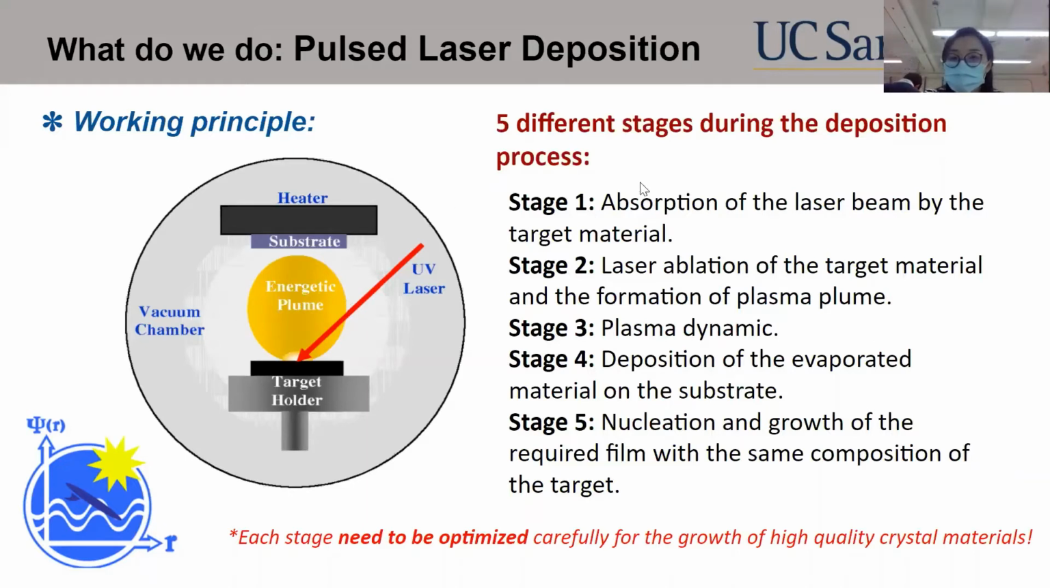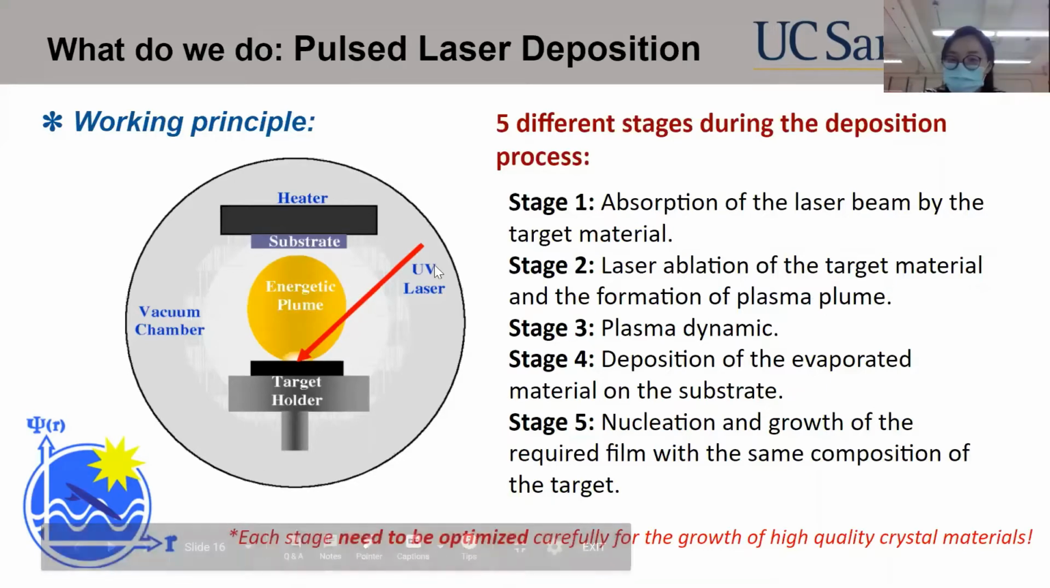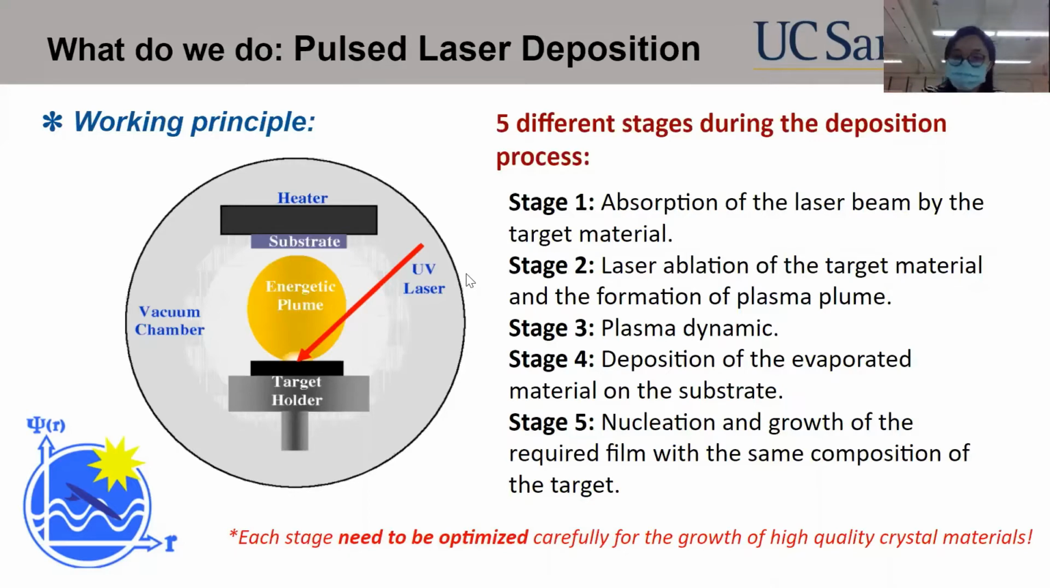And in every single state here, they need to be optimized carefully for the growth of high quality crystal material. Some control parameters that we can use to optimize the process are the laser beam energy, the distance between the substrate and the target, the pressure inside the chamber, and so on, or even the temperature of the heater as well.